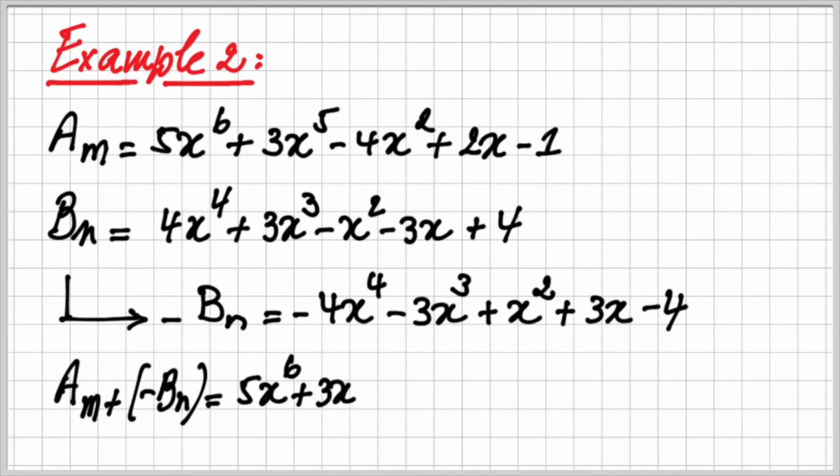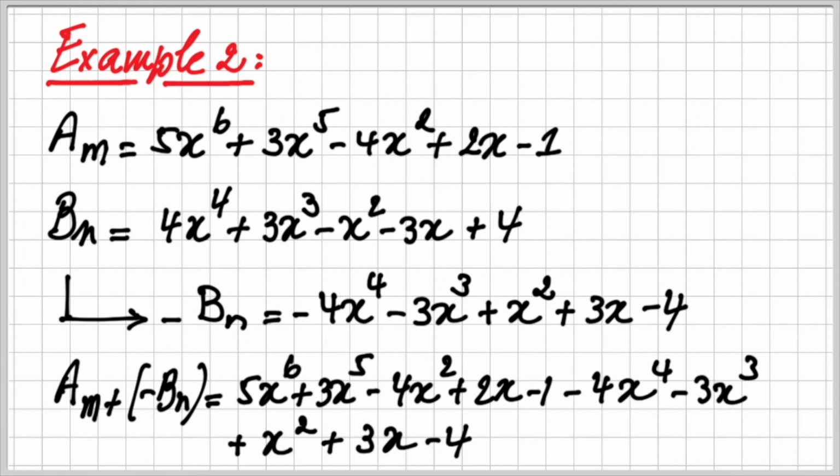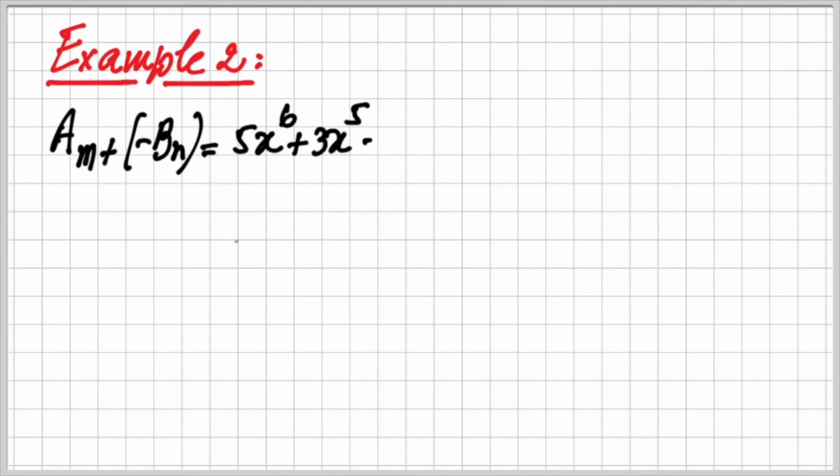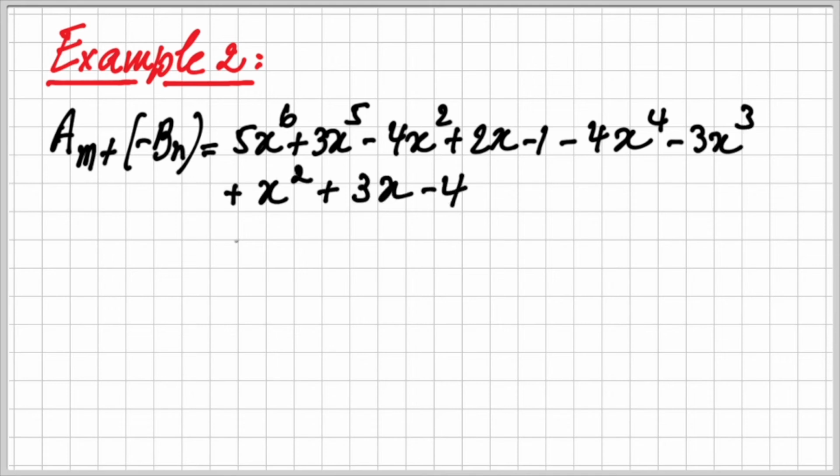Now we look at the addition of a index m plus the inverse of b index n, and we find the total polynomial 5x to the power 6 plus 3x to the power 5 minus 4x squared plus 2x minus 1 minus 4x to the power 4 minus 3x to the power 3 plus x squared plus 3x minus 4. And now we just rewrite the formula on the top, and we are going now to group the terms which have the same power in x.